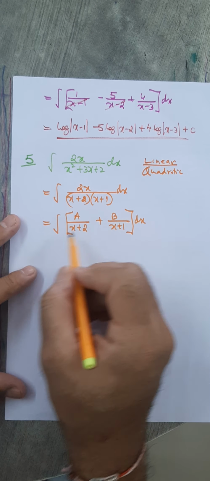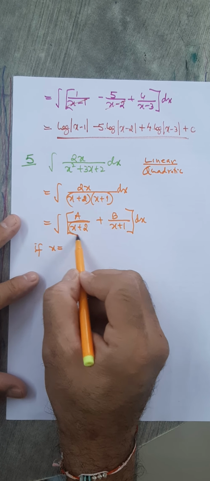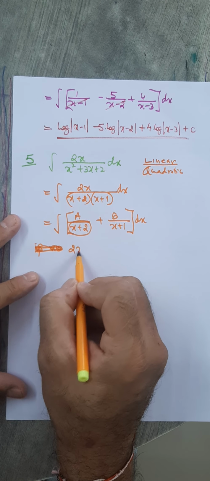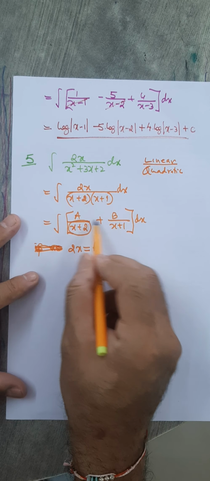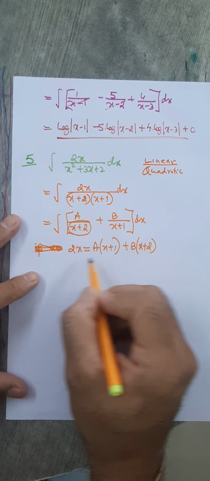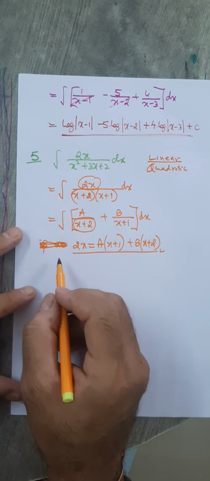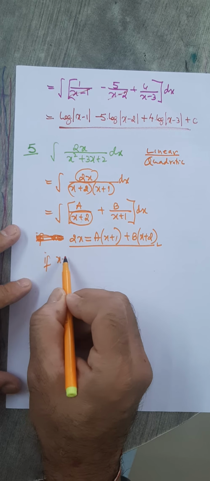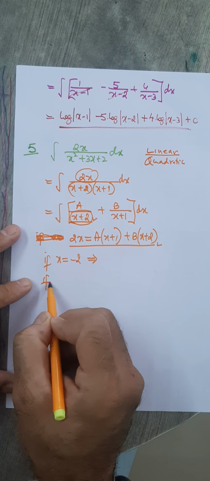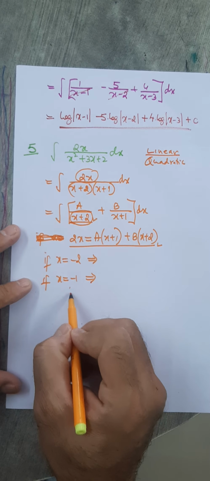Fine. Now we'll find a and b. How do we find a and b? First choose x equals to what? Minus 2. So no, I'm sorry. We need to compare the numerators here. So what is the numerator there? 2x. What is the numerator here? A into x plus 1 plus b into x plus 2. We have compared the numerators. Your numerator is 2x. After the cross multiplication you will get this. Now first we choose x equals to minus 2. So this becomes 0 and you get one of the values. Then you put x equals to minus 1. So we'll get the other value. Place there and integrate it.